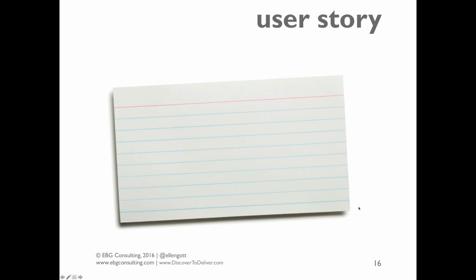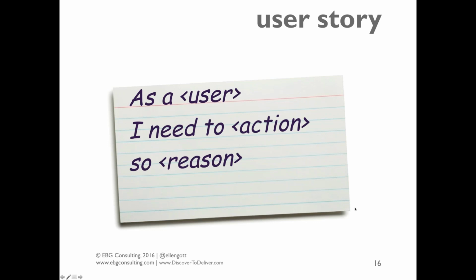So all of you, I'm sure, are familiar with the canonical form of writing a user story. As a user, I need to take some action for some reason. Now, the intent behind stories, and they go back about 20 years now, was to have a shorthand reminder of requirements about something that needed to be delivered to meet user needs.